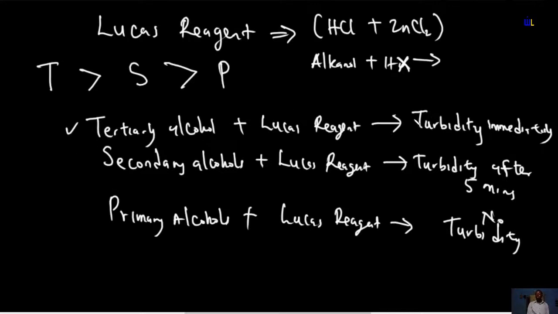Tertiary alcohols react fastest with Lucas reagent. Secondary alcohols are the second fastest, so the turbidity shows after 5 minutes, while primary alcohols are the slowest. I hope this is clear. Those of us still online, what I explained about alcohols, is it clear?